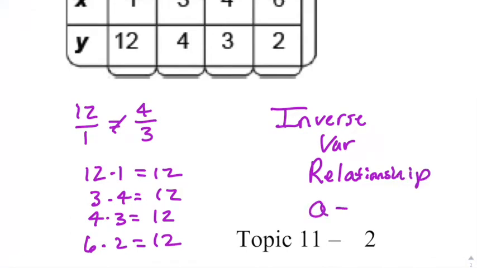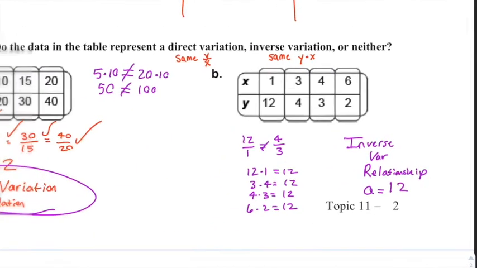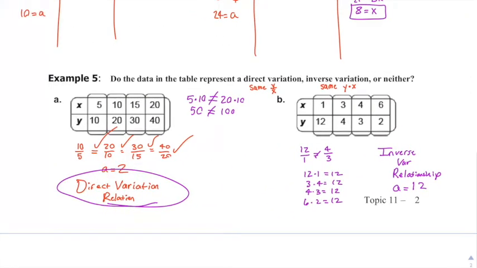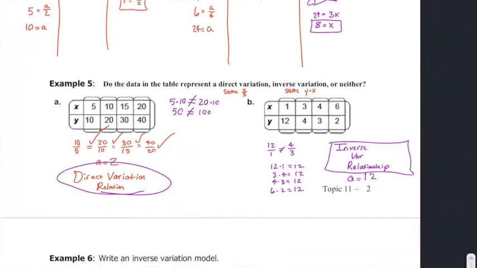All right, and then our A values, the product of these, it's consistently 12 right here. And that was a little bit more than they're asking there. Really, we just needed to see if it was an inverse relationship. Okay, so there you go.